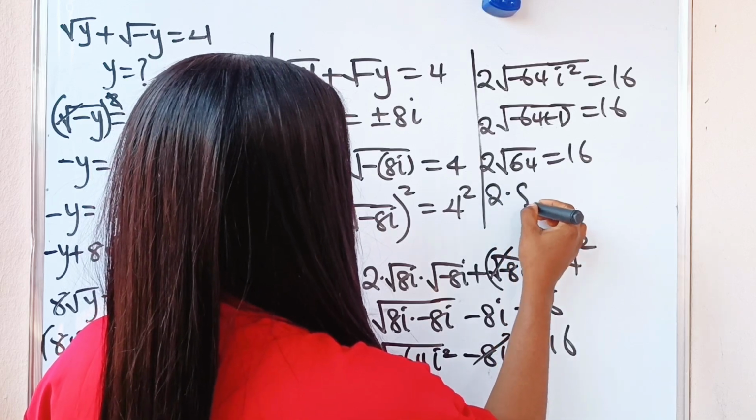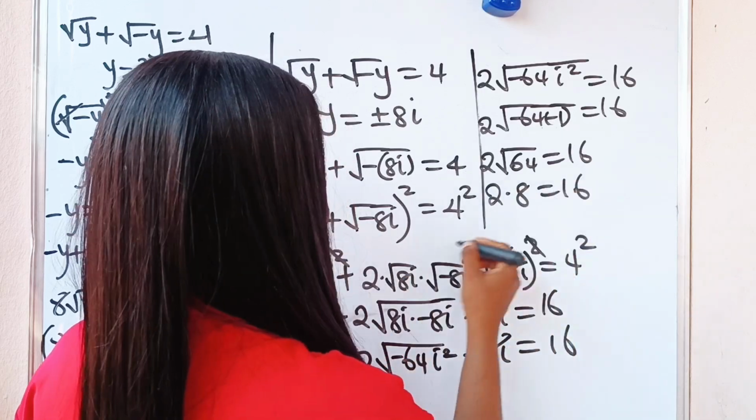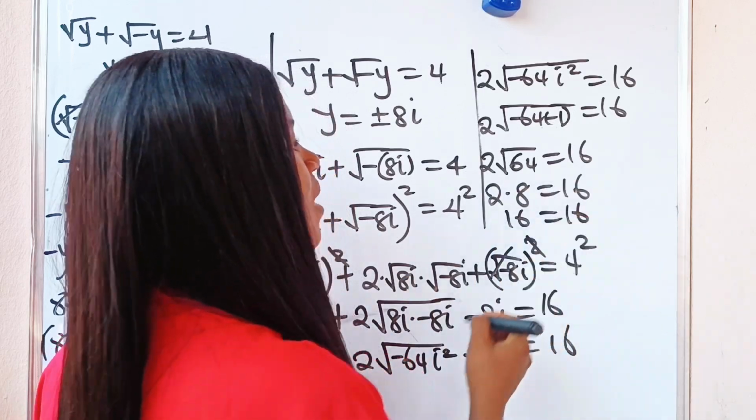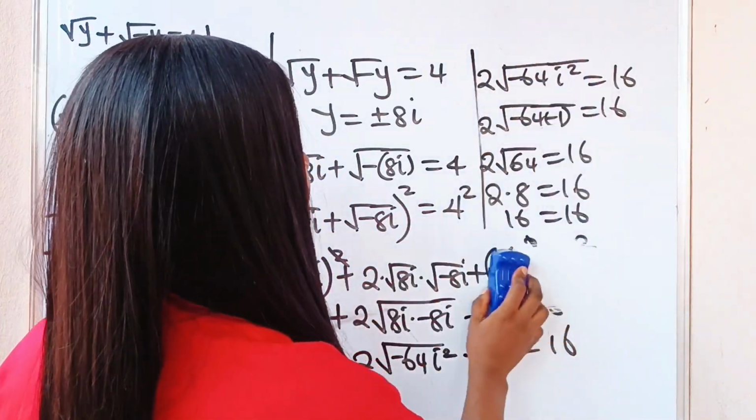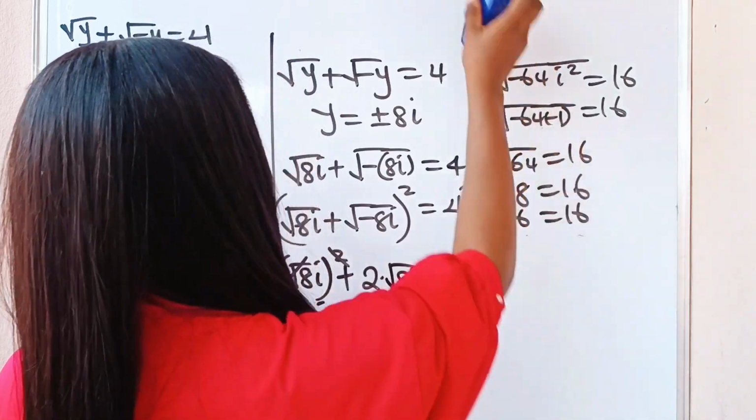So we have 2 multiplied by 8 is equal to 16. I don't know why I keep saying 64. So we can see that 16 is also equal to 16.